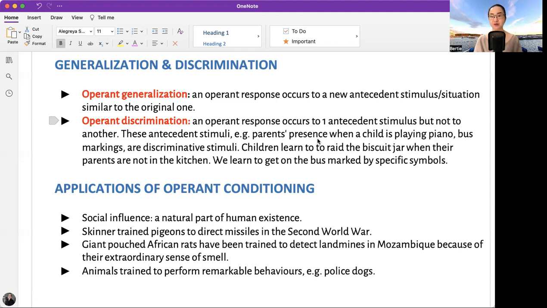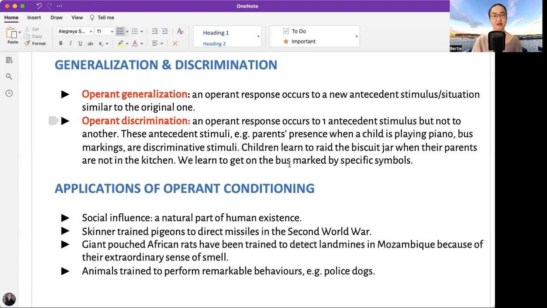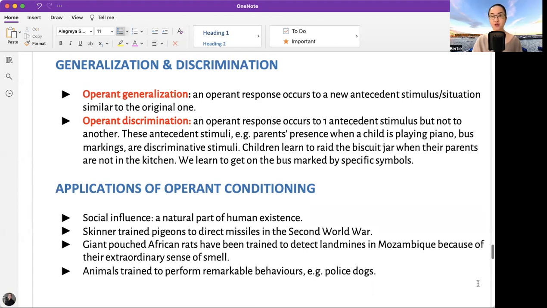Children learn to raid the biscuit jar when their parents are not in the kitchen. We learn to get on the bus marked by specific symbols.